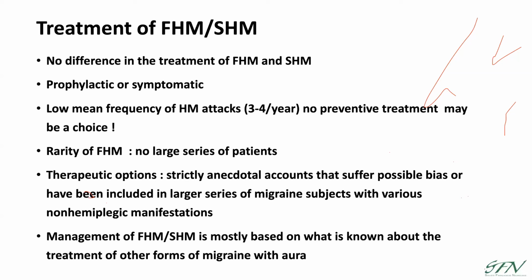And because of the rarity of familial hemiplegic migraine, there are no large series of patients and no therapeutic trials. So the therapeutic options are strictly anecdotal accounts that suffer possible bias or that have been included in larger series of migraine subjects with various non-hemiplegic manifestations. And so the management of familial and sporadic hemiplegic migraine is mostly based on what is known about the other forms of migraine with aura.